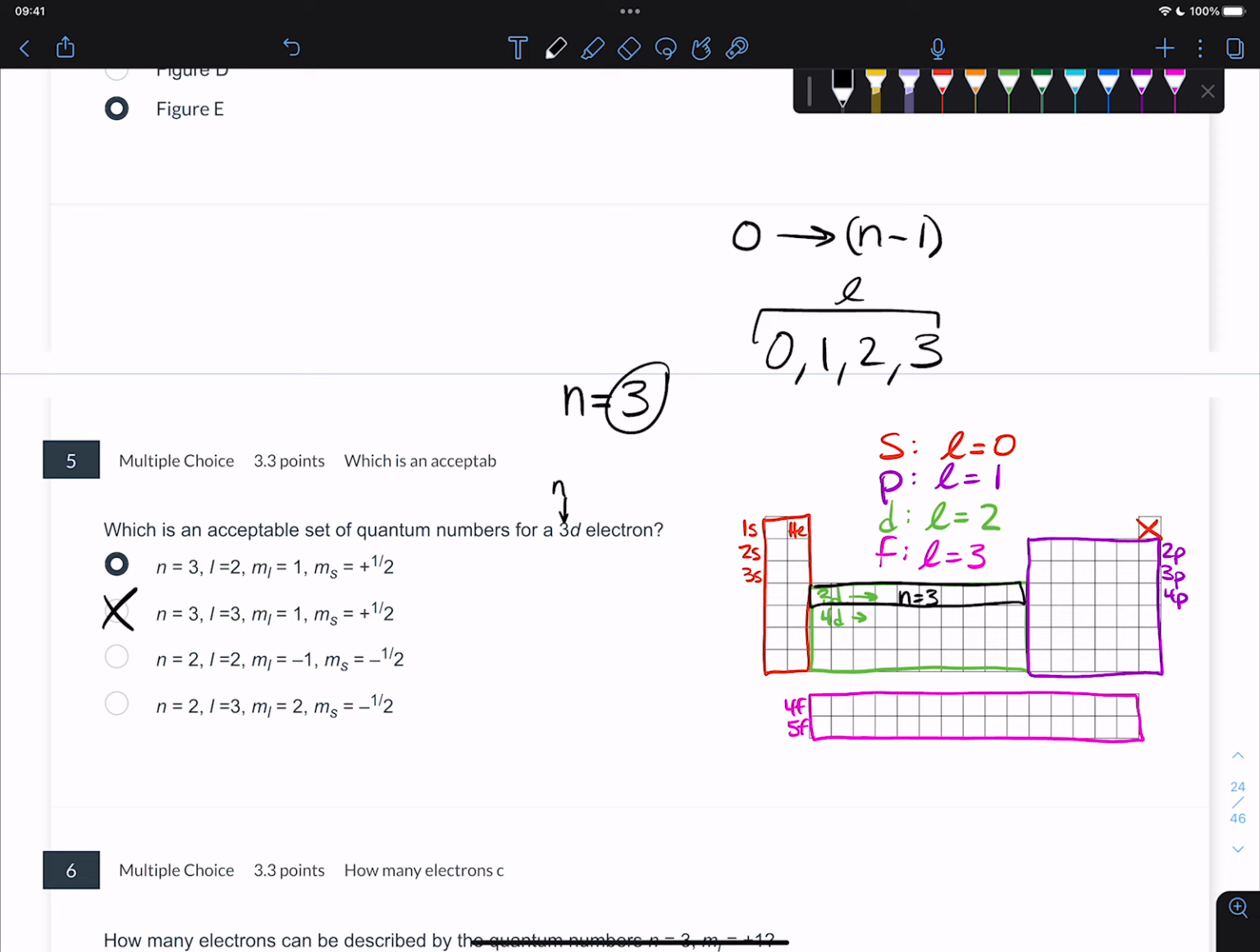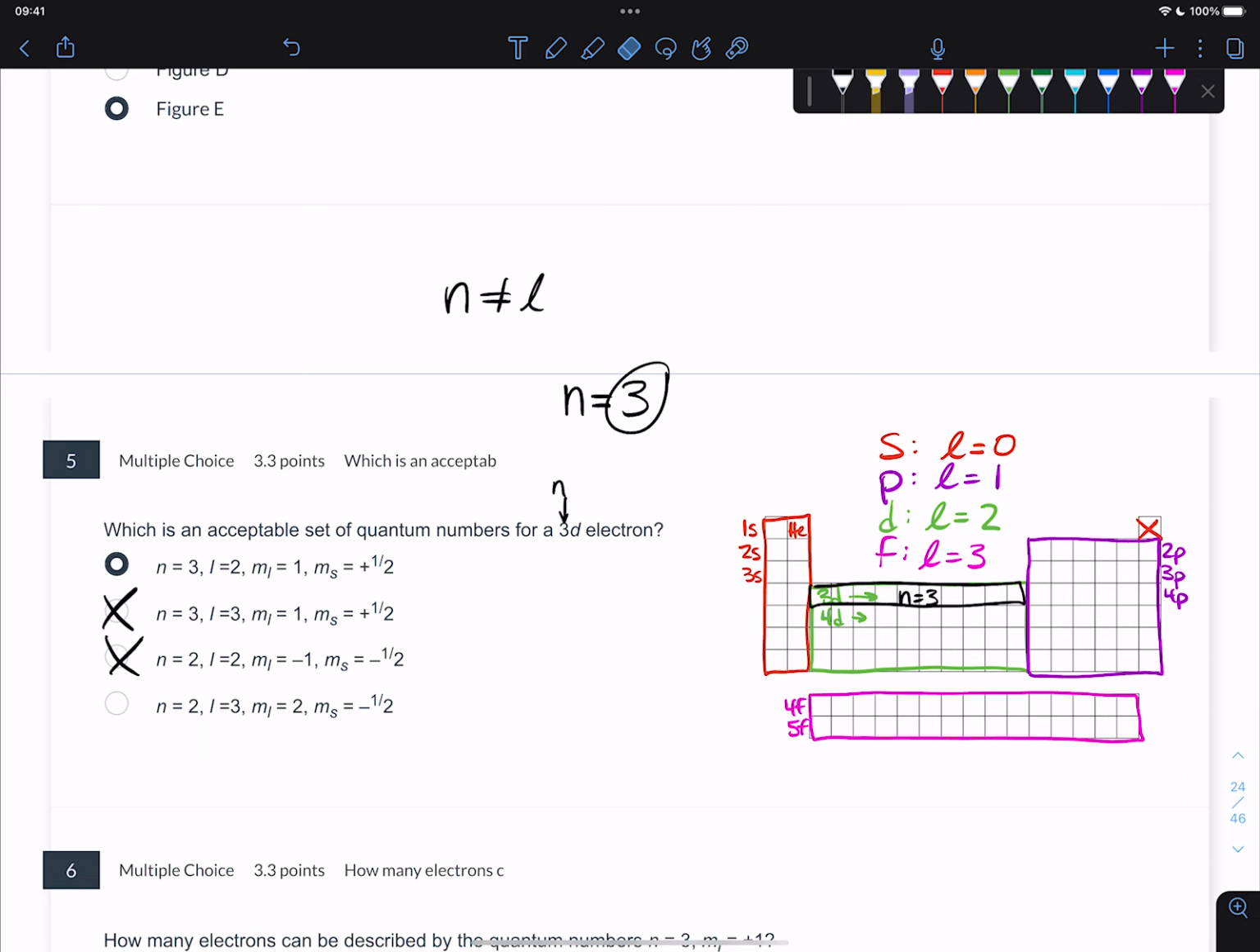That's a big thing here. N can never be equal to L. So that's why the third one is trash, but also the second one is trash, because even if you thought n was 2, L can't be 2 also. N and L cannot be the same. So that's an important thing to remember. We know that that doesn't make any sense.